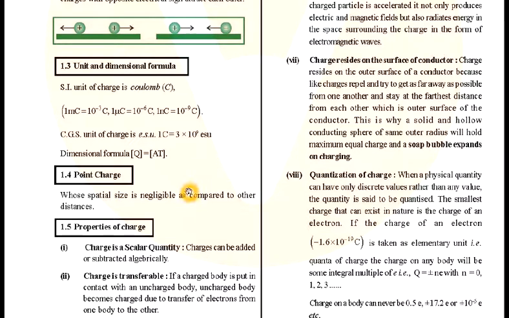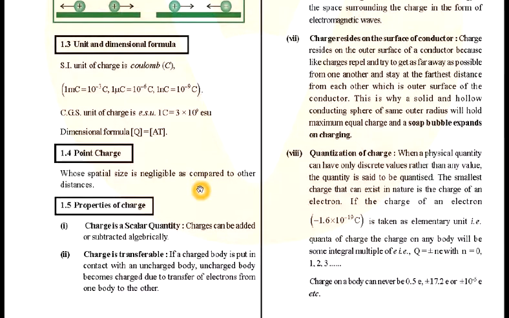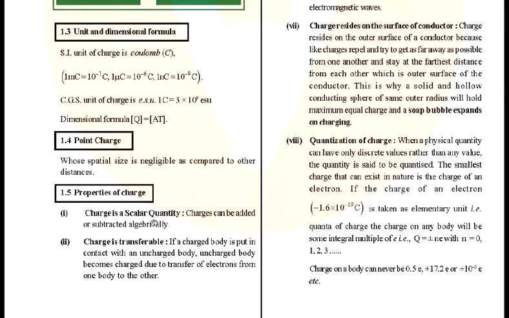Now look at the properties of charges. First property: charge is a scalar quantity, means it has only magnitude but not any direction, so it can be added or subtracted algebraically. Means we add 2 plus 3 is equal to 5, 5 plus 2 is equal to 7, just like it.